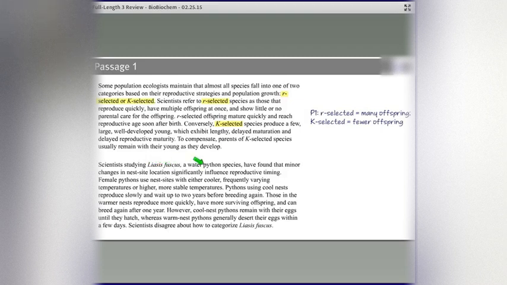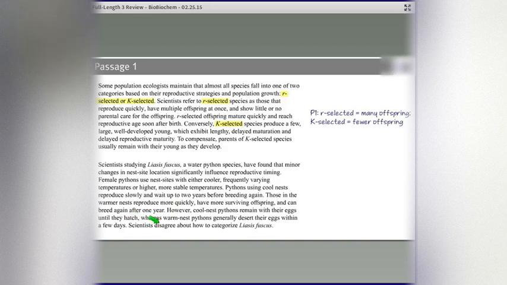In the water python species, minor changes in the test site location influence the reproductive timing. So they talked about the idea that if you have cool nests, they're going to reproduce slowly, and they're going to wait, and they're going to invest a lot of time in their offspring. But if they have hot nests, then they're going to reproduce quickly, and they're just going to produce a whole bunch of offspring.